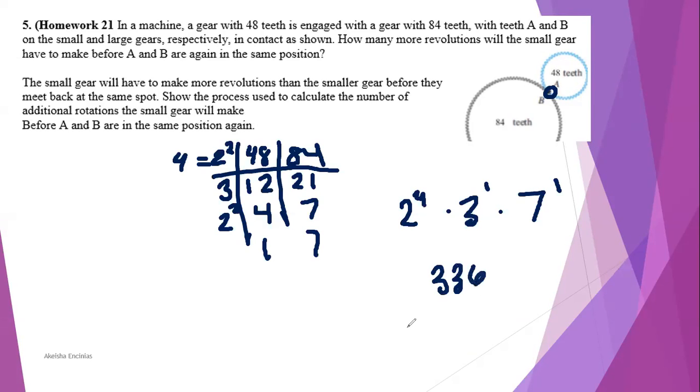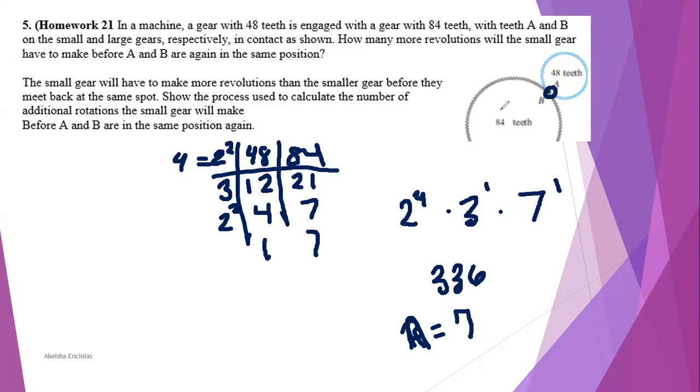So we only want to know for A, oh, that's a very bad A, which is 48 teeth. So 336 divided by 48 is 7. So the answer is going to be the small gear has to make 7 rotations before it will line back up with B.